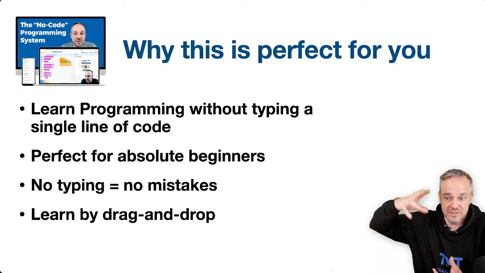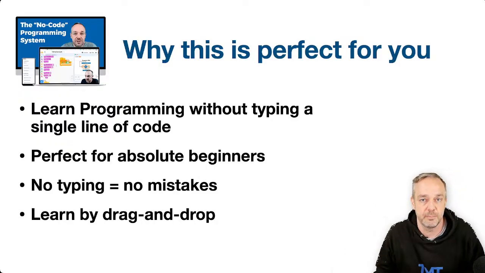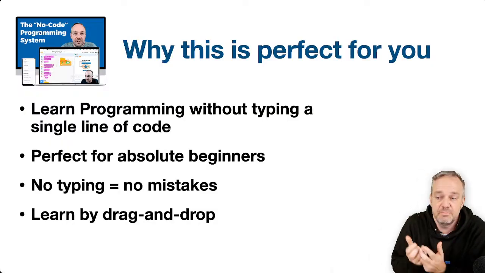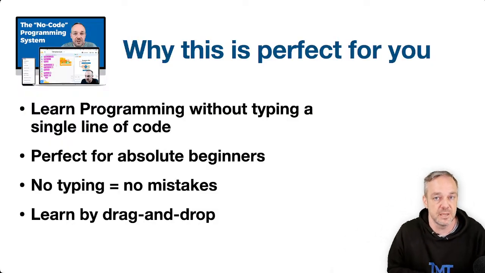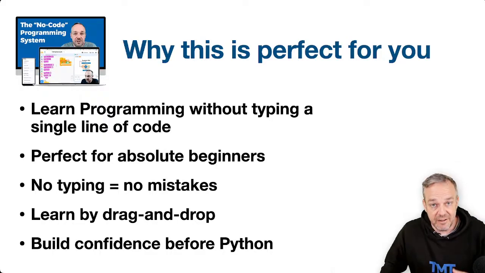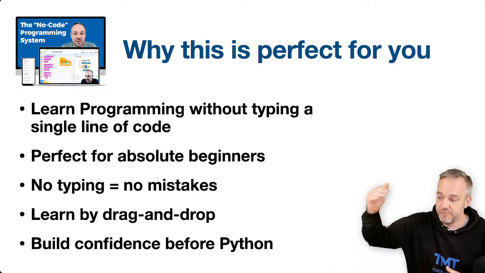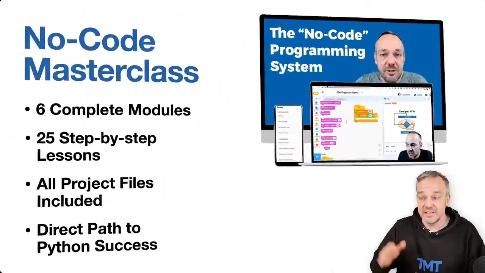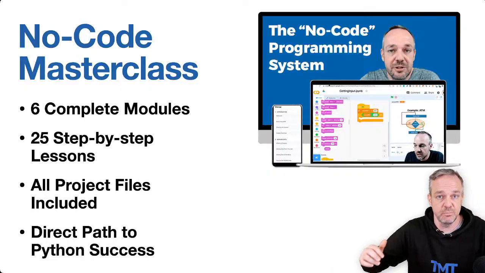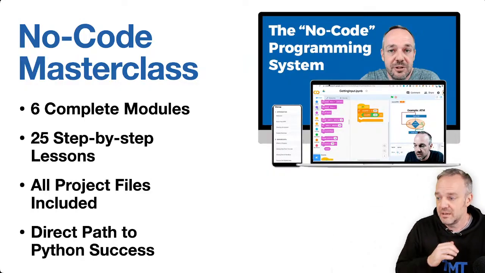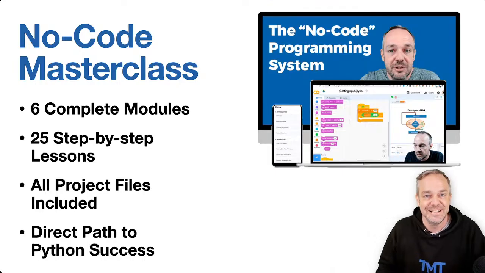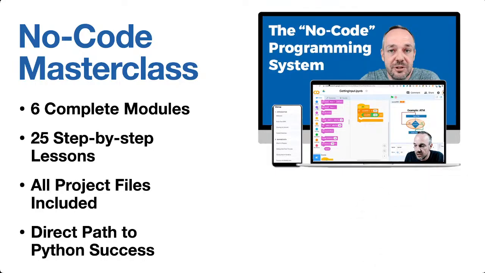Instead, you are learning to connect existing building blocks via drag and drop, and that way we're learning the basics of any programming language, the core programming concepts, simply by dragging and dropping. And therefore, we're building our confidence before we dive into the Python+AI Pioneers. This is a complete course. It's got 6 complete modules, 25 step-by-step lessons, all the project files included, everything is ready to go. You just need to fire up your browser and you're building up your programming confidence.